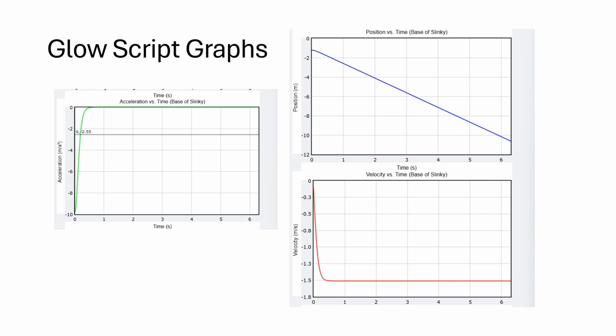So these are the same graphs you saw before in the video, but these are just screenshots. And you can see that the acceleration goes to 0, the position goes down because it's in the negative direction, and you can see the velocity reaching terminal velocity as the F net goes to 0.